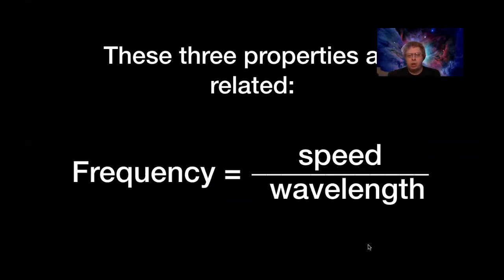So these 3 properties of a wave are related by this equation here. The frequency is equal to the speed divided by the wavelength. In general, speeds of waves are relatively fixed. The speed of light is always the speed of light. So what that means is that when speed is constant, if this equation is to hold true, if you change the wavelength, you have to change the frequency in the opposite direction. So a wave with higher frequency in general has a smaller wavelength, and a wave with larger wavelength has a smaller frequency. So frequency and wavelength go against each other in general for waves.